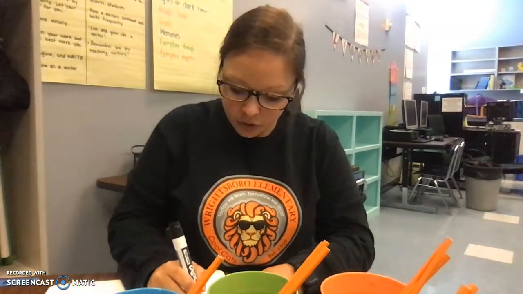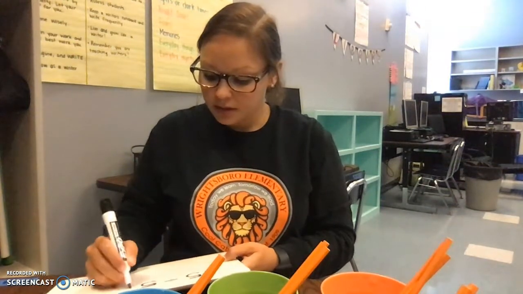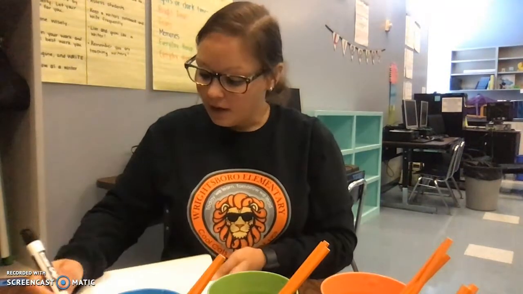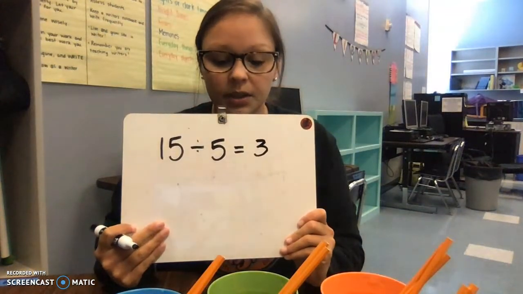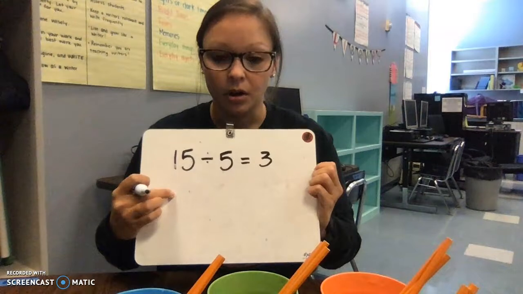So I'm going to write an equation. I started with 15 pencils. I divided those pencils evenly into 5 buckets. And I figured out that there are 3 in each bucket. That is my division equation because I took 15 and I broke them apart.